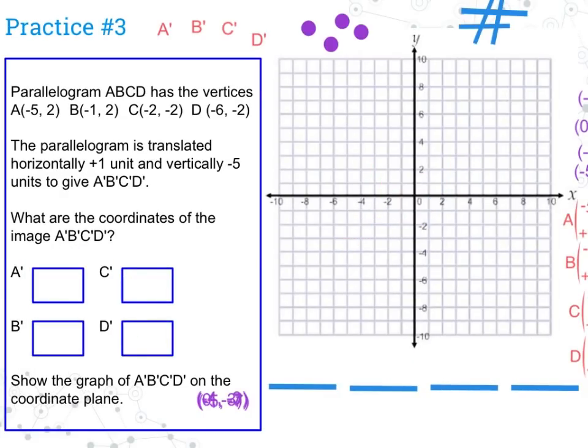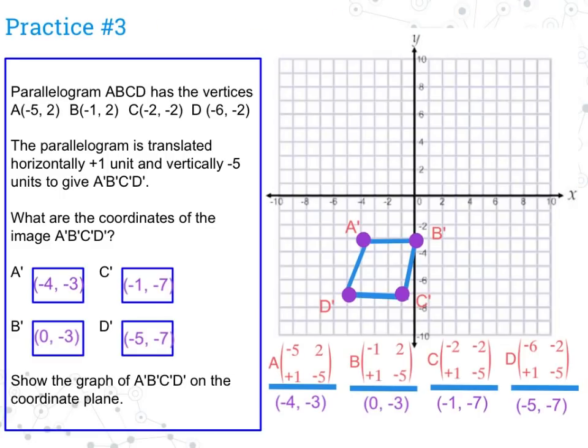So look at practice number 3. It asks you to move the parallelogram, this time horizontally +1 and vertically -5, and it's listed the points for you there. It hasn't given you the picture on the coordinate plane, but luckily for you, you know how to do that with just math now. So I want you to pause the video, complete the problem for yourself, and press play again to see if your answer is correct.